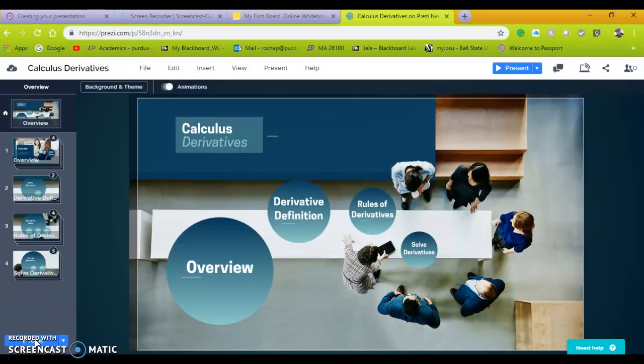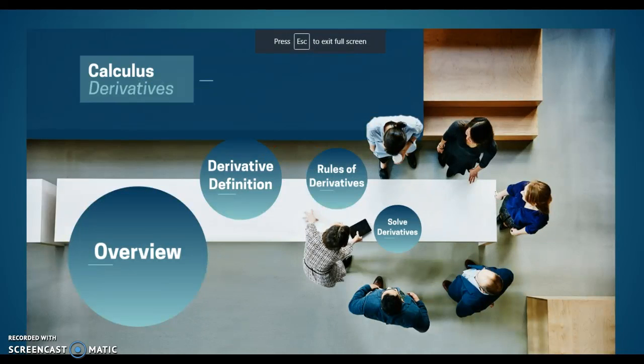Alright, so for my first presentation, I did calculus derivatives, and I decided to use Prezi. With Prezi, I just simply had to pick out a template, and then once I picked out the template, all I had to do was change a few words, delete a couple of images, and then add my own. So for my presentation, basically.